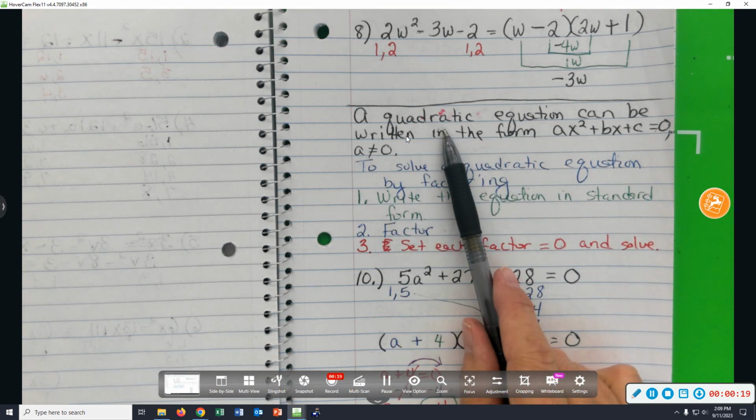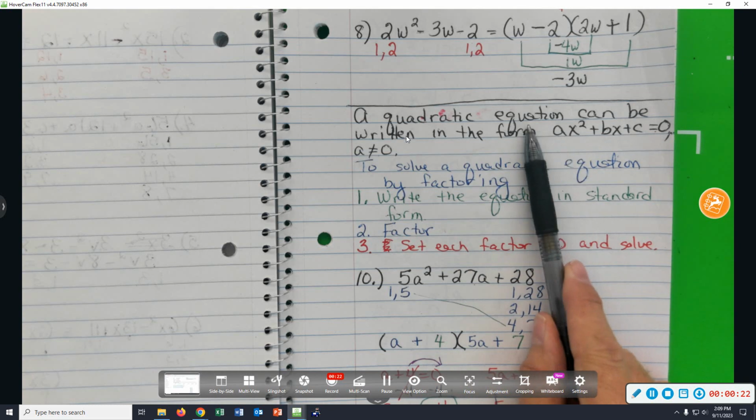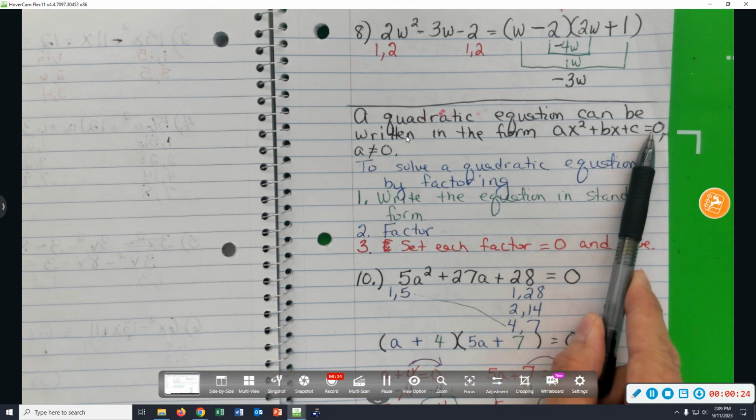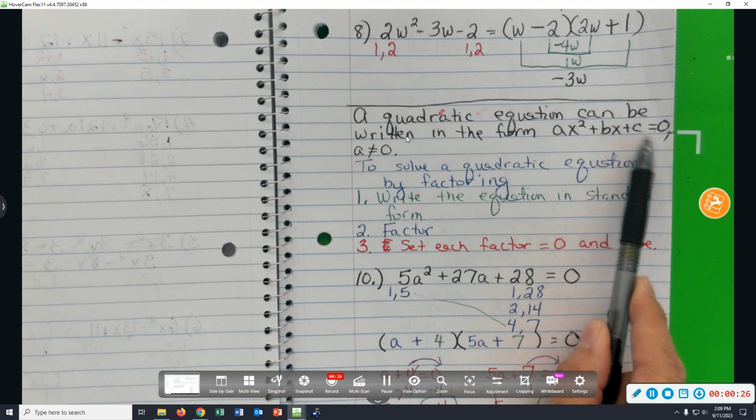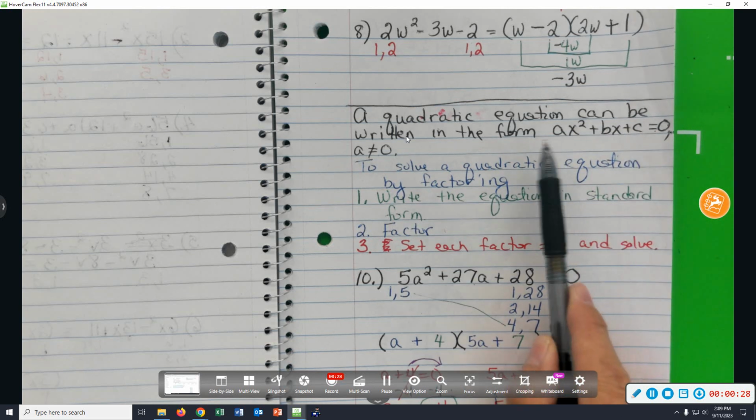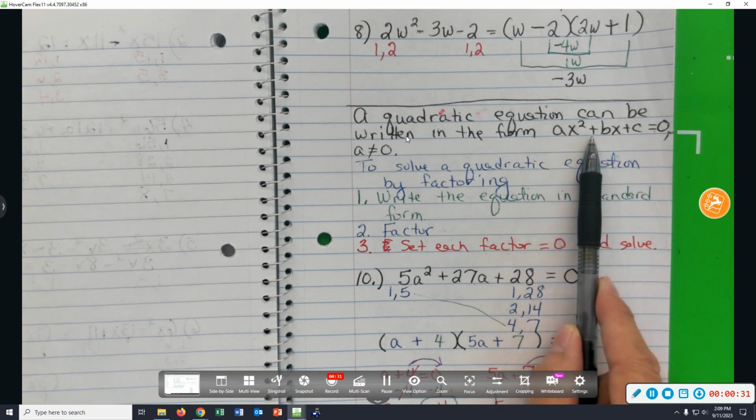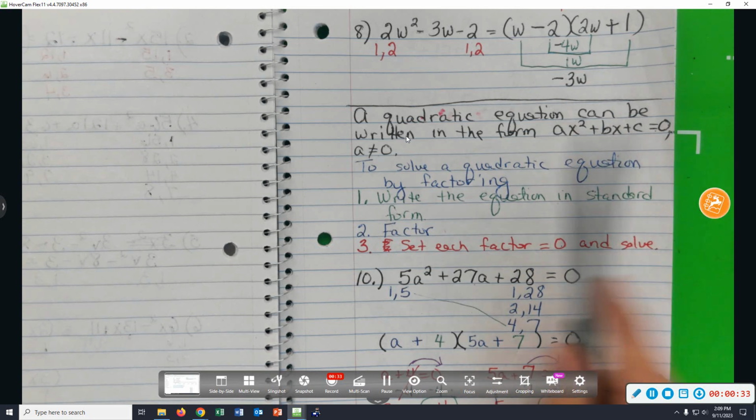And we said a quadratic equation is an equation. By equation, we mean there must be an equal sign in it. So it has to have an equal sign. And it can be written in the form ax squared plus bx plus c equals 0.